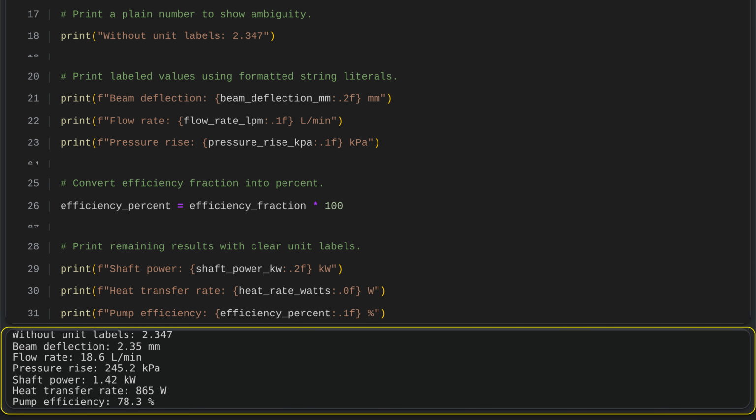This script shows why engineering results should be printed with clear unit labels. A number without context can be ambiguous, so the code presents values such as deflection, flow rate, pressure rise, power, and heat transfer with appropriate units and formatting. It also converts efficiency from a fraction to a percentage to make the result easier to read. The main message is that labeled, well-formatted output improves clarity and helps prevent mistakes.